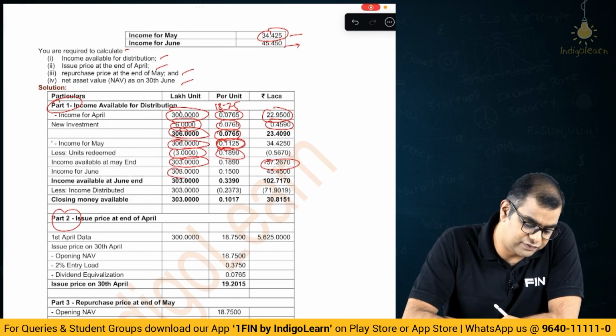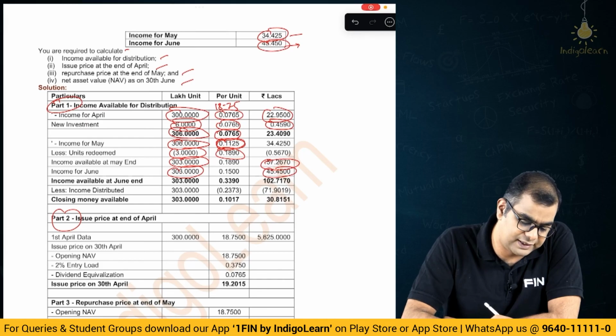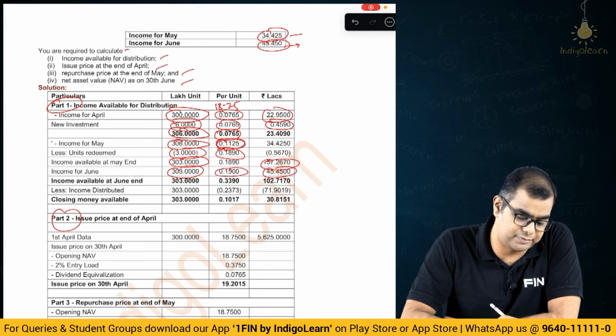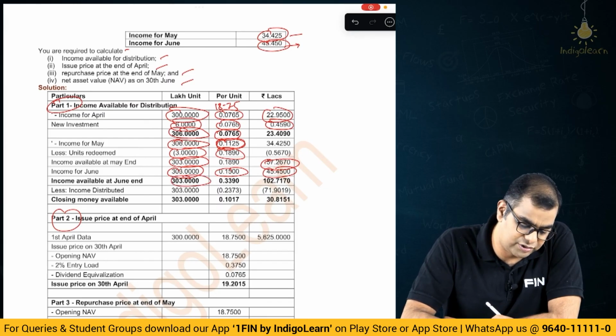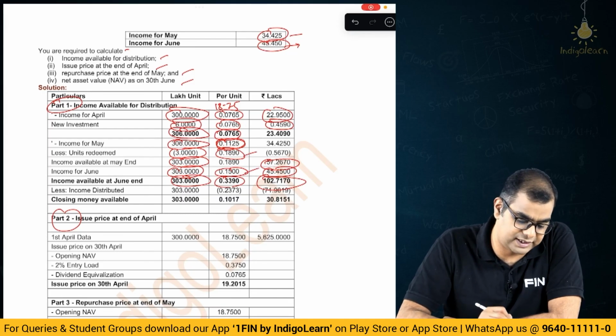Okay, then income for June. What is the June income? 45.45. So, you add 45.45 to that, which is basically about 15 paisa, because 45.45 divided by 303 gives 0.15. So, you totally have 303 units and total income is 102.7170, and the total income per unit is this 0.189 plus 0.15, which is basically 0.3390.